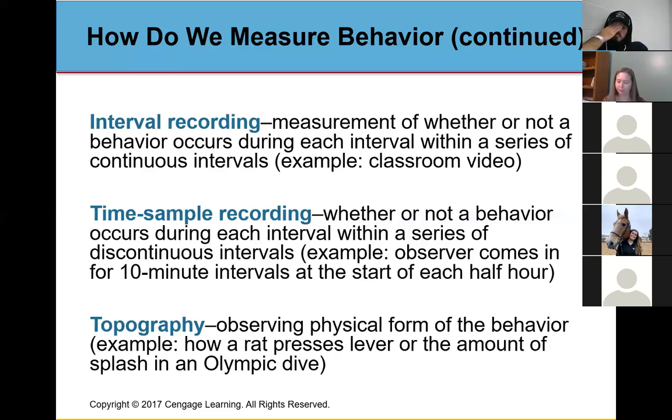And then topography is just those physical behaviors. So what do we observe? Does the rat always press the lever with a certain paw? Or, for example, the amount of splash in an Olympic dive, right? Ideally, they have no splash or very little splash. So what does that behavior look like? Can you write neatly? Do you brush your teeth properly? So these are some examples that are in your book here.